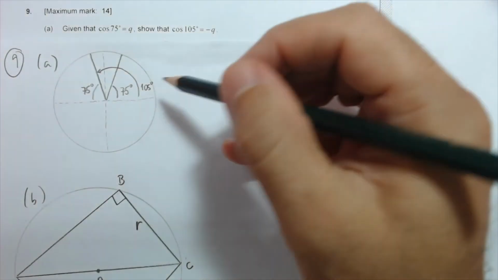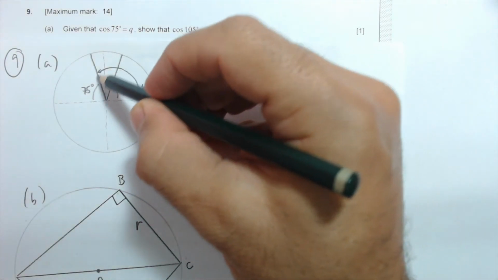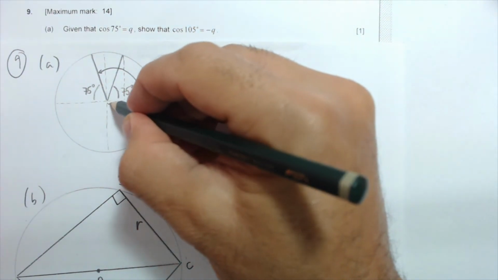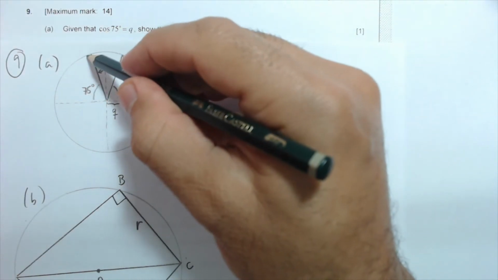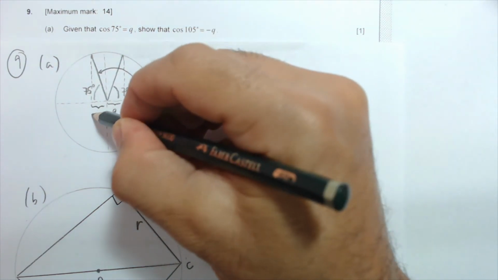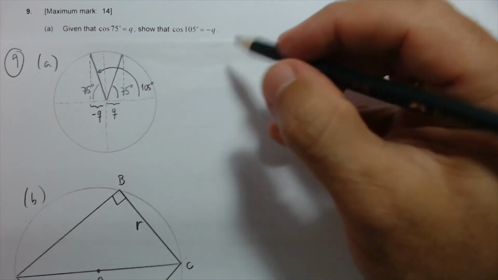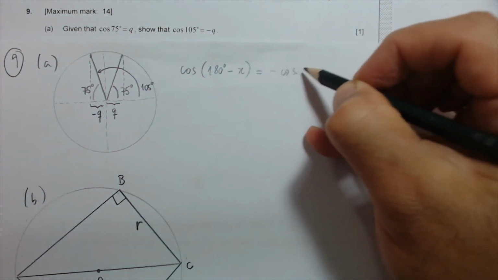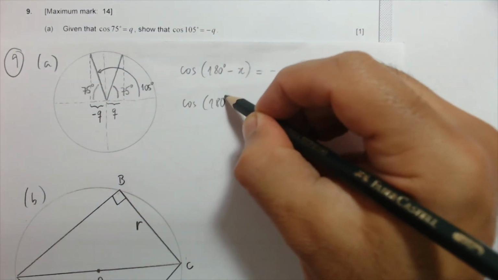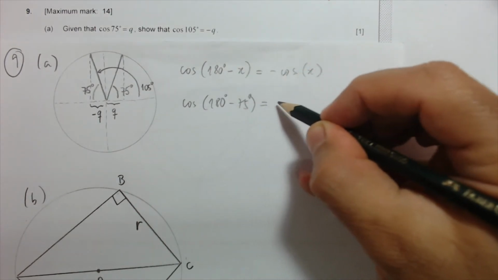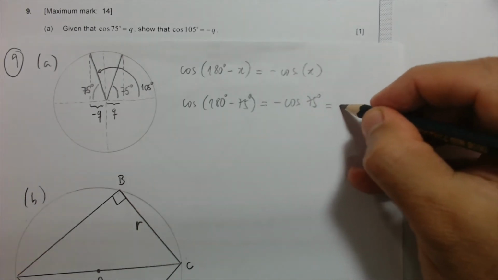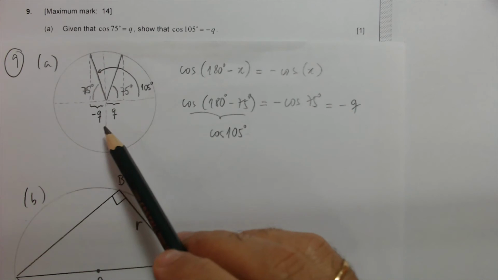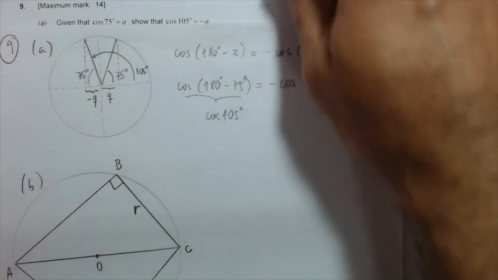Okay, so the angle 105 is 75 degrees from this part. If this part here is Q, which is cos 75, then cos 105 is exactly the same length, but on the negative side, that's minus Q. It's important to know that cosine of 180 minus x is minus cos x. So cos of 180 minus 75 is minus cos 75, which is minus Q in this case. This is cos 105. So you can do either of these to show that the cosine of 105 is minus Q.